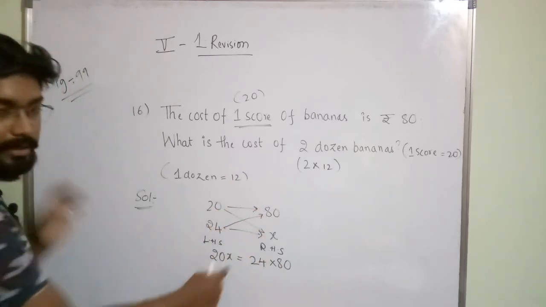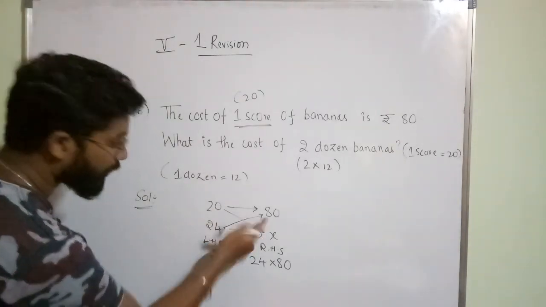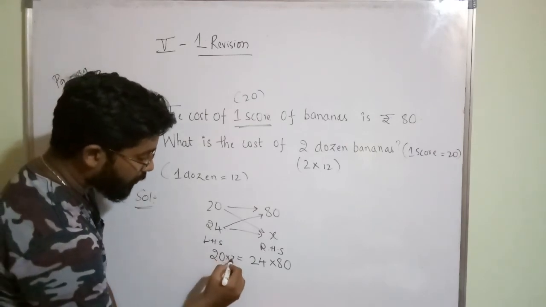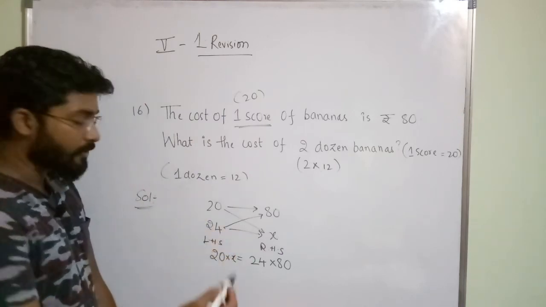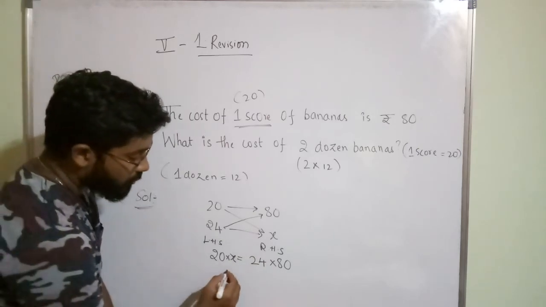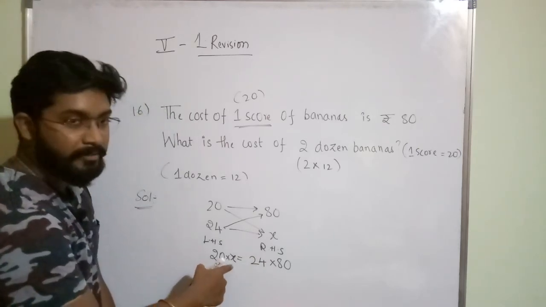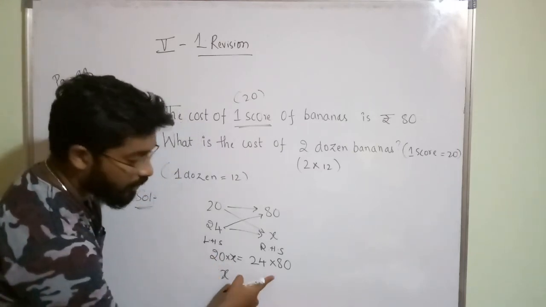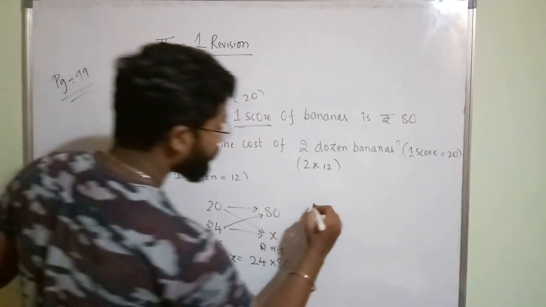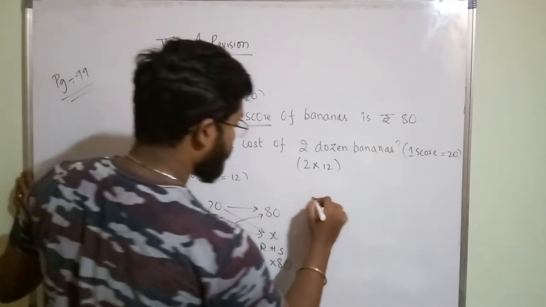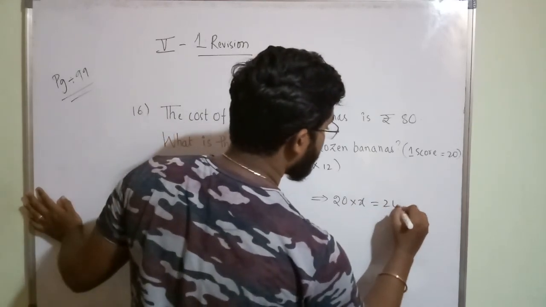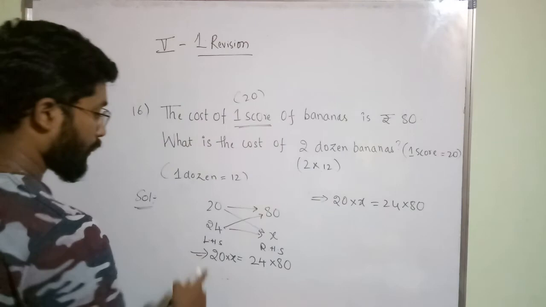We are inserting the equal symbol here. Okay, 20 into X equal to 24 into 80. So here 20X means 20 into X, don't confuse. 20 into X we can write as 20X also. 20 into X equal to 24 into 80. Clear? So 20 is multiplying with X, no? So this is the equation, 20 into X equal to 24 into 80. Clear? This one only I am writing here.